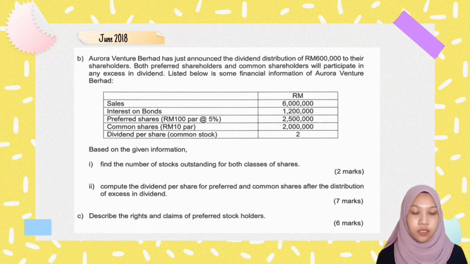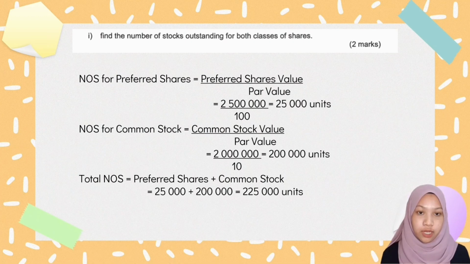We know that there is a dividend distribution of 600,000 and the dividend rate is 5%, and that both par values for preferred shares and common stock are given in the question. Question 1 asks for the number of stocks outstanding for both shares, which are preferred shares and common stock. So, what does it mean by number of stocks outstanding?